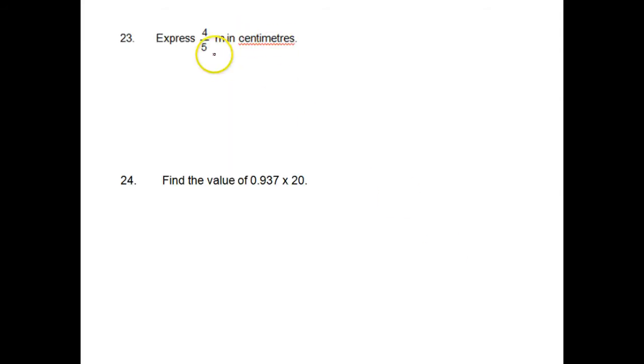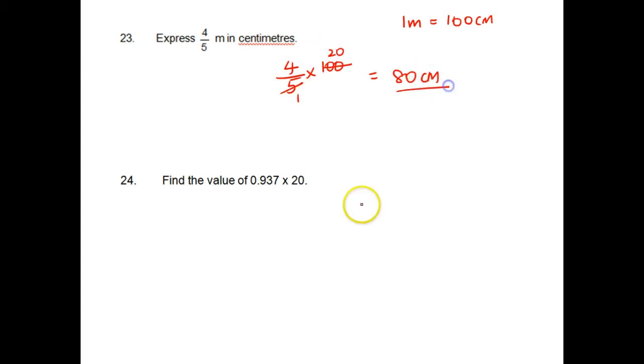23. Express 4/5 meter in centimeter. So 1 meter is 100 centimeters. Therefore 4/5 meter is 4/5 times the 100 centimeters. 100 divided by 5 is 20. So 4 times 20 will be 80 centimeters.